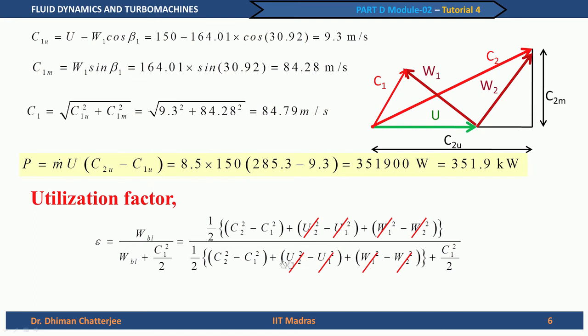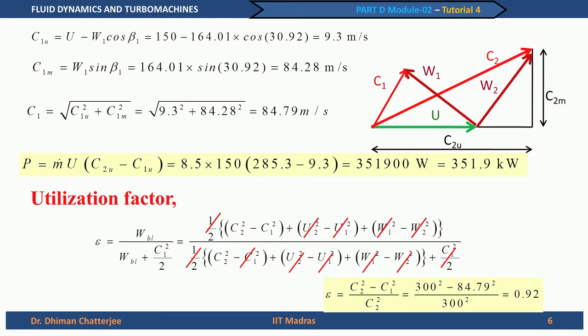And finally, we have one C1 square term with a minus sign, and one C1 square term with a plus sign. These two also get cancelled, and this half also gets cancelled. So, in our problem, this utilization factor reduces to C2 square minus C1 square, which is the numerator, divided by C2 square, and hence we get a utilization factor of 0.92.